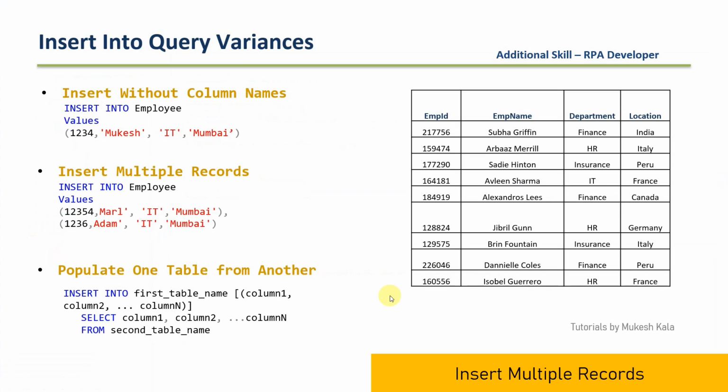The next one is, what happens if you want to insert multiple records? For example, I have 10, 15, 20 records available with me, and now I want to insert all of them. Do I have to write this insert into every time? The answer is no. We can simply put a comma and add more records. How can we do that? Let me quickly show it to you.